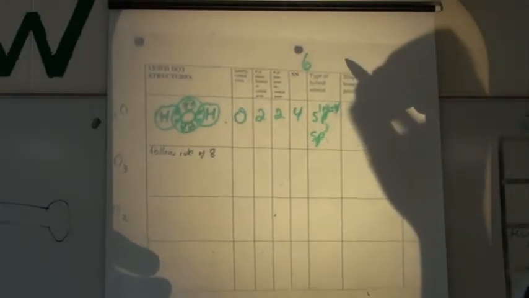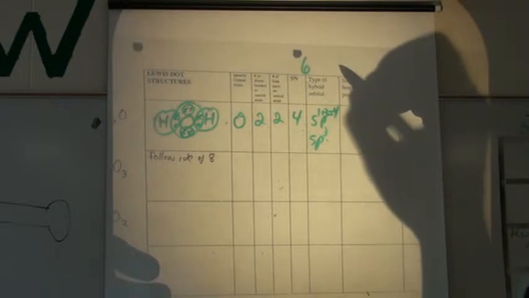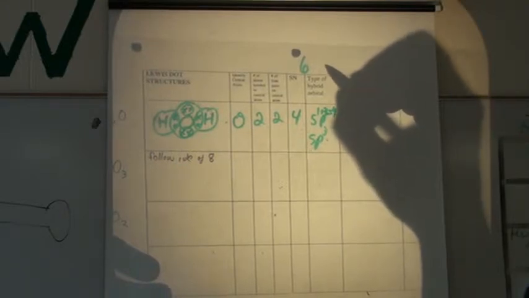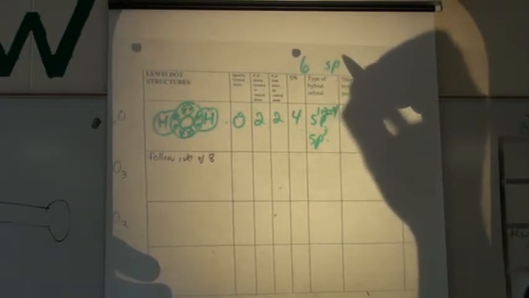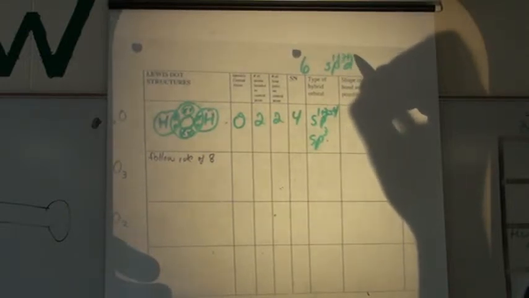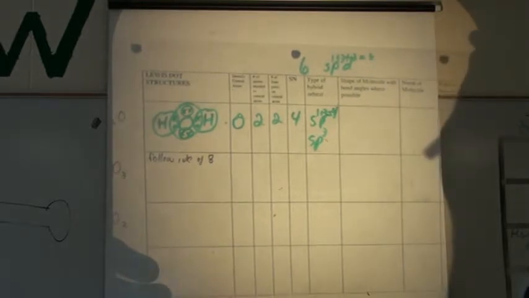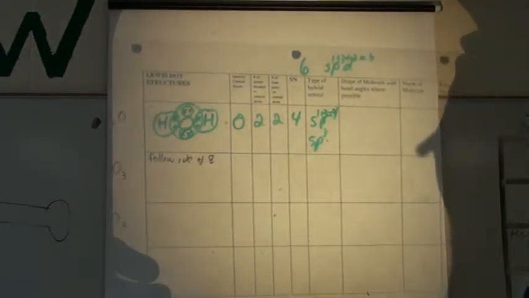If your steric number was 6, what would your hybridization be if your steric number was 6? S1, P3, D2. Now it clicks. Otherwise, you can still look at this chart.